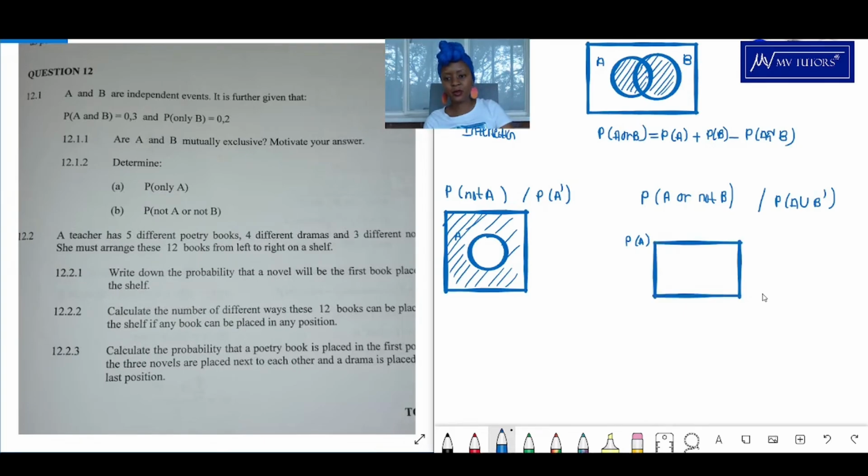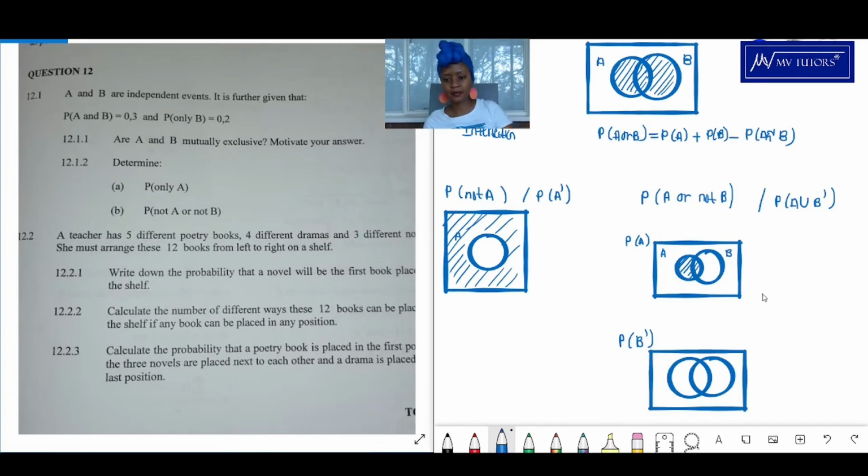A with B, right? So I have A there, I have B. If I were to look at A, this is what I would shade in. If I were to look at not B, with my sample space over there, not B would mean everything around B.